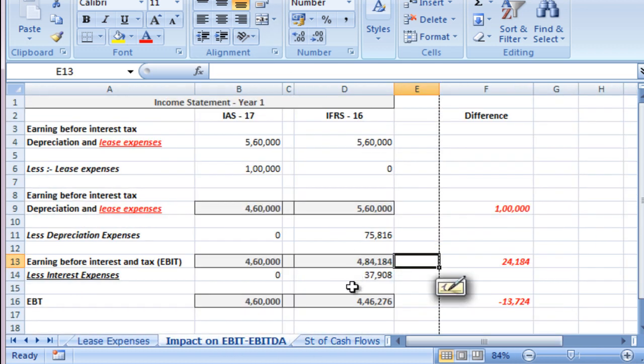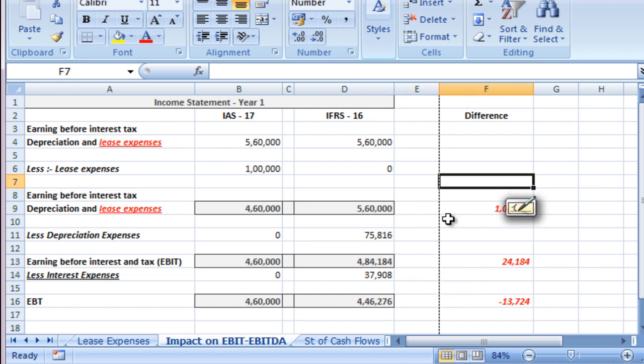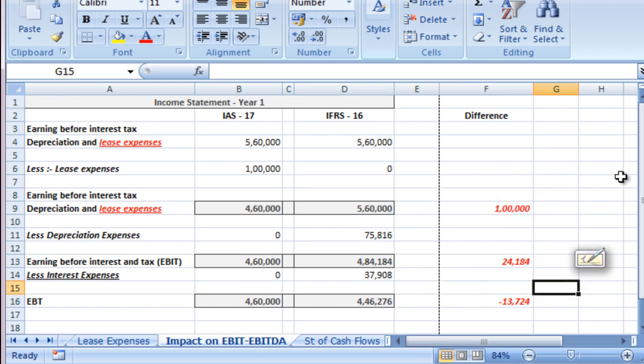Because I'm going to explain why I'm giving this caveat. If you can see, there is a reduction in EBT through the introduction of IFRS 16, because of a basic principle of finance in any loan: the beginning period's interest will be higher because the principal part is very much higher.